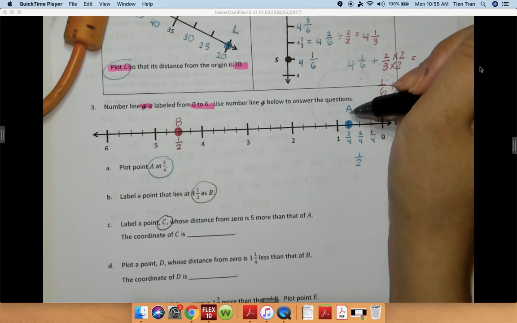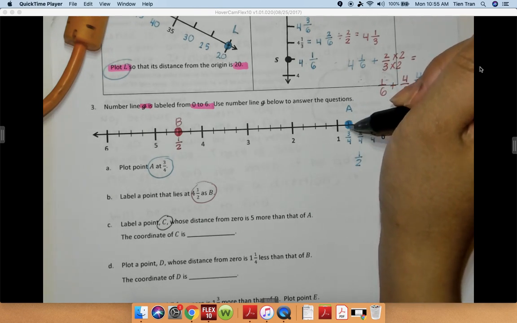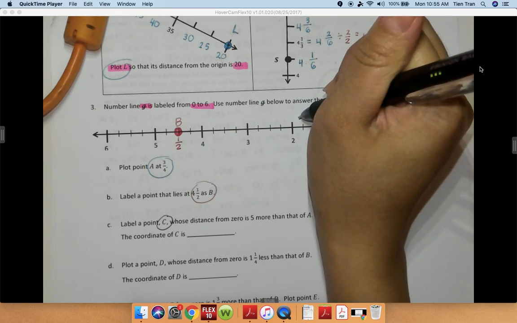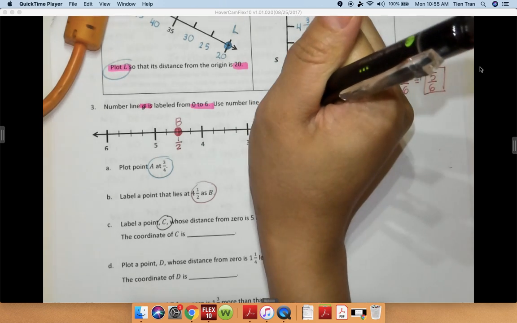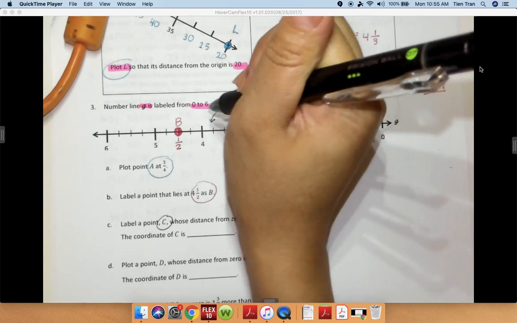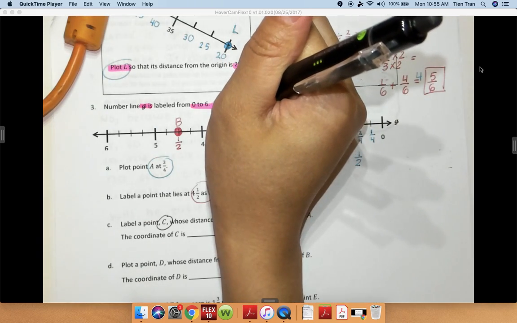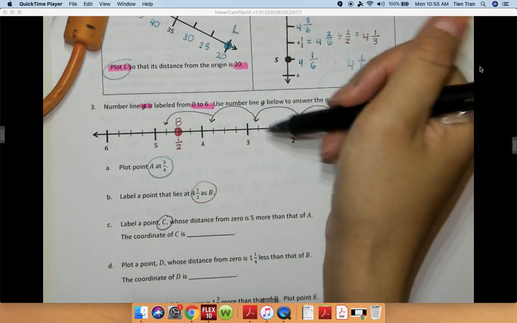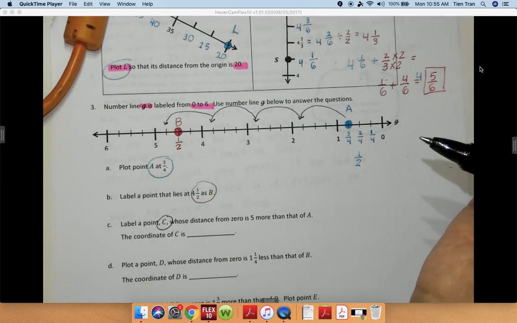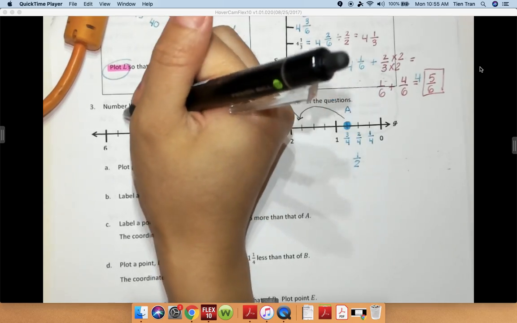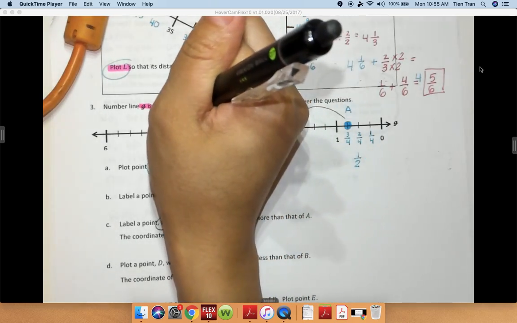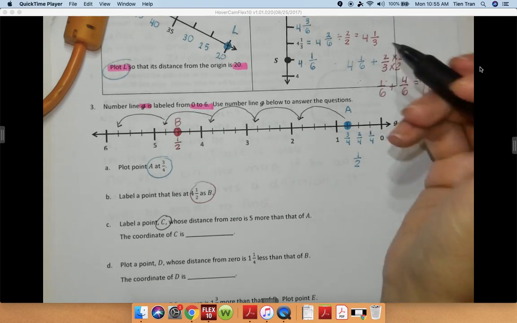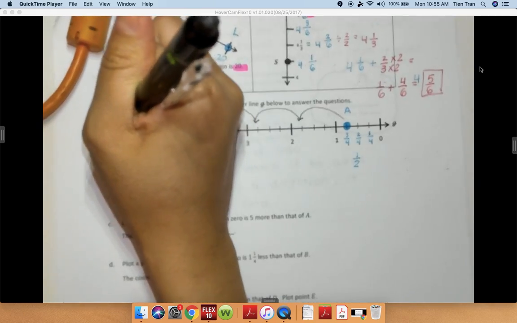So 1, so this one is 0, 1/4, so this one is 1 and 1/4, and then I'm going to go 2 and 1/4, and then it's going to be 3 and 3/4, sorry, 3 and 3/4, and then we have 4 and 4/4, 4 and 3/4, sorry, and then the last one is 5 and 3/4, and that is exactly where C is.